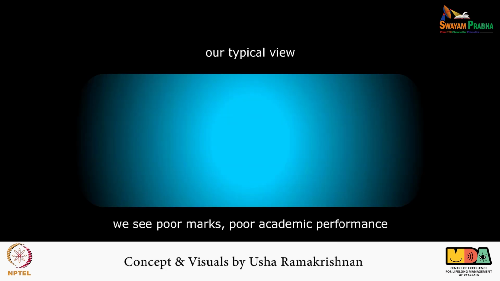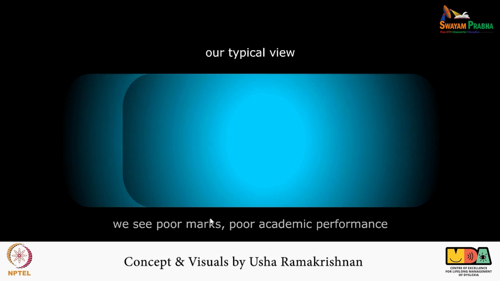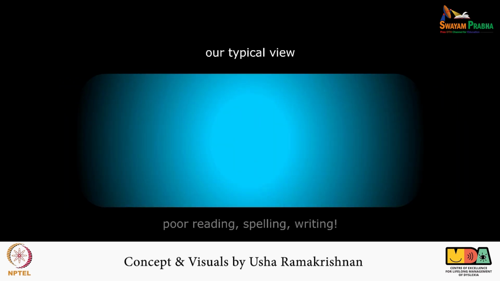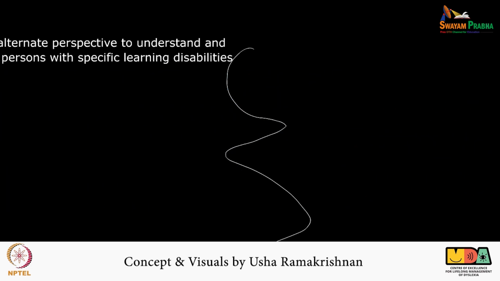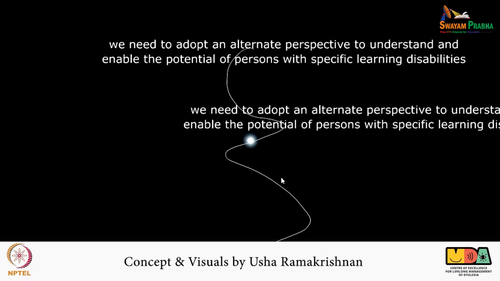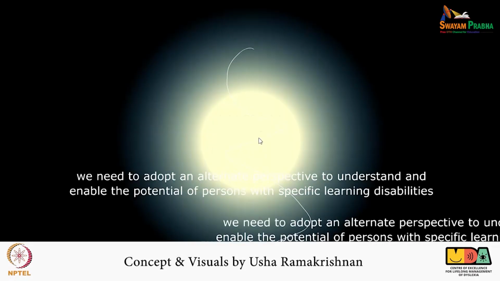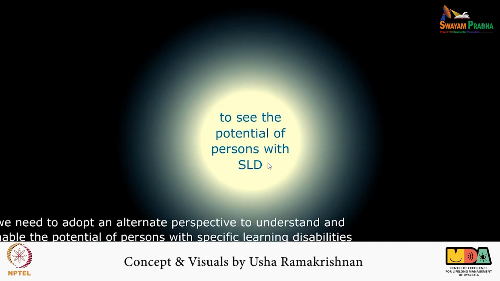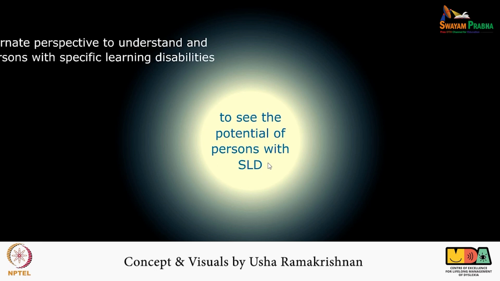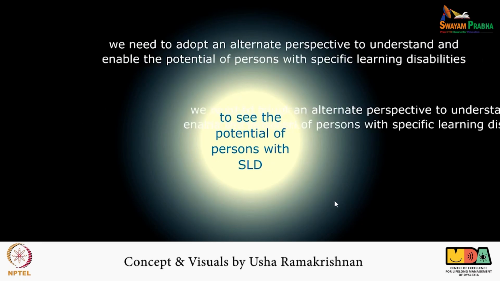Typically, when a child with LD comes to you, we see poor marks, poor academic performance, poor reading, poor spelling, poor writing. A different way of looking at it, you'll be able to understand their abilities. Because in the end analysis, what is it you want for your child? Do you want that child to say in 20 years that you taught him how to read, which is important, very important, but could you do even more?